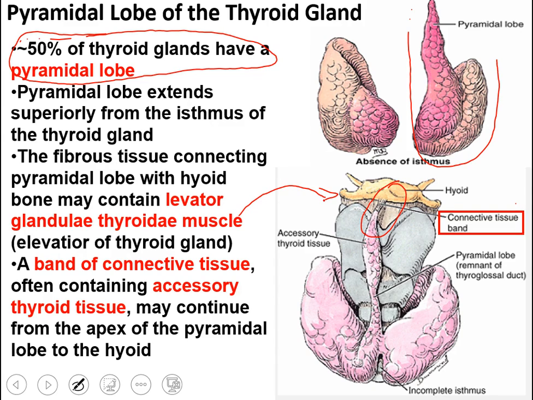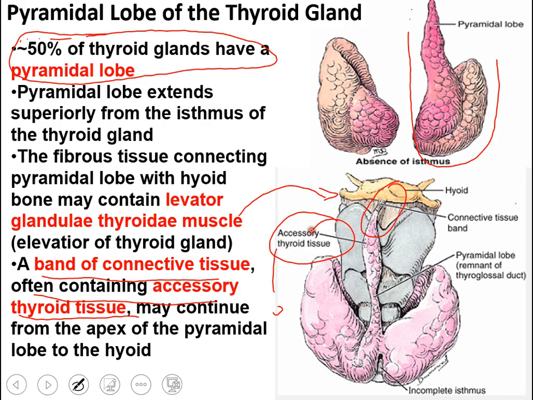Very interesting muscle. The presence of this muscle does not involve the movements of thyroid gland, so keep in mind that thyroid gland moves during the process of swallowing because it's enclosed in the pretracheal fascia, which is attached to the larynx and hyoid bone, and those two structures move during swallowing and thyroid gland moves with them. Also, the band of connective tissue often contains accessory thyroid tissue, which continues from the apex of the pyramidal lobe to the hyoid bone.